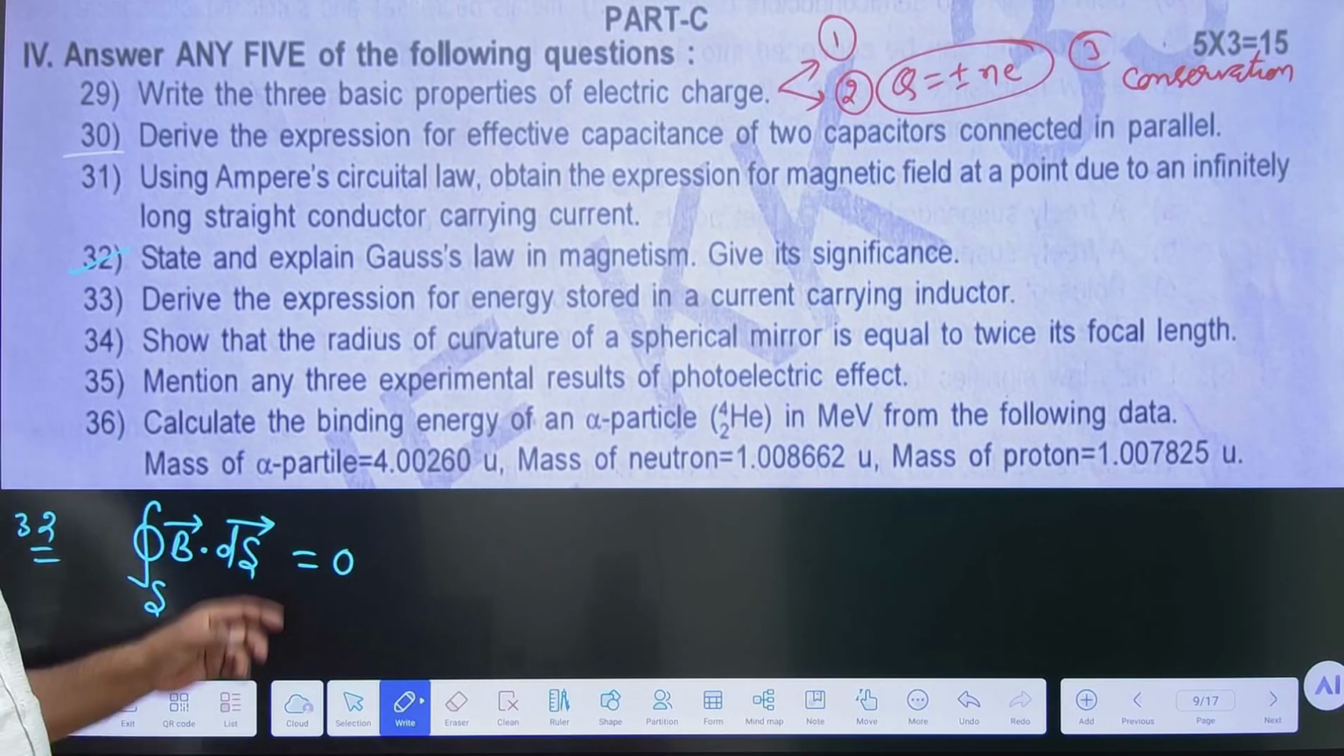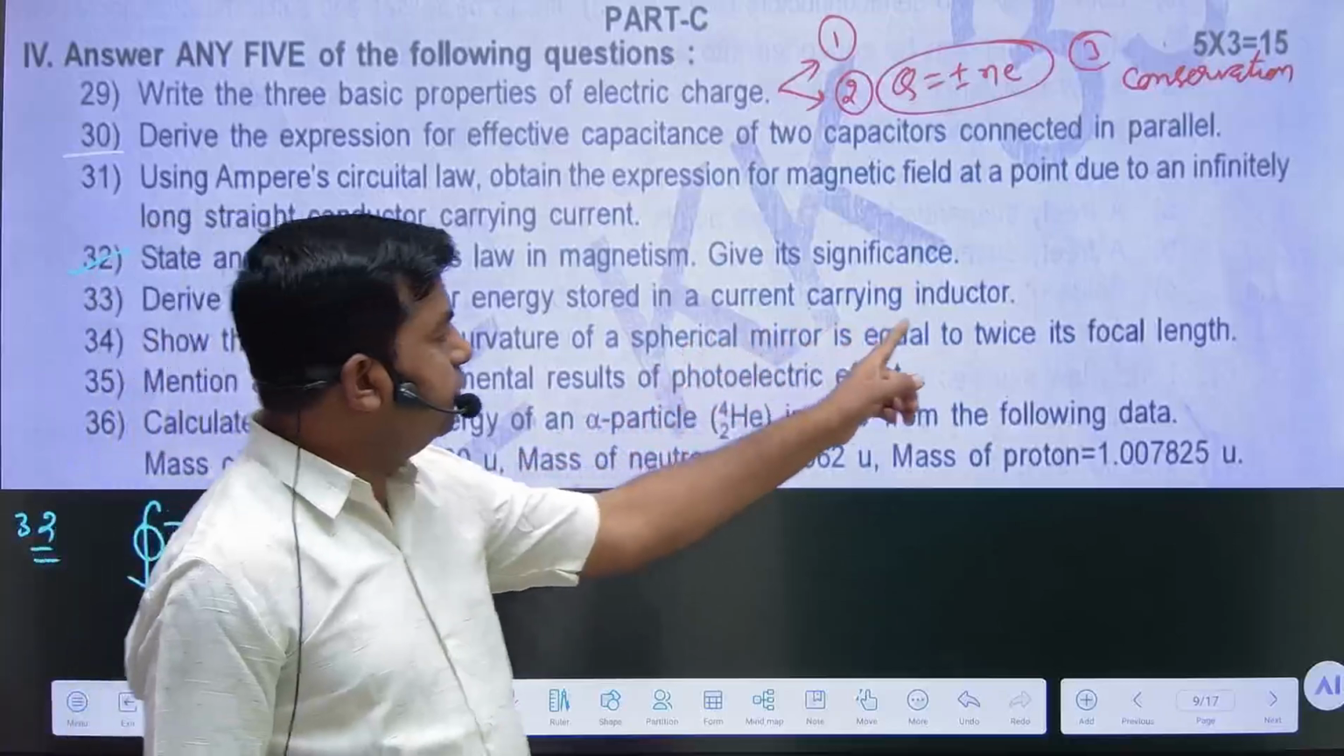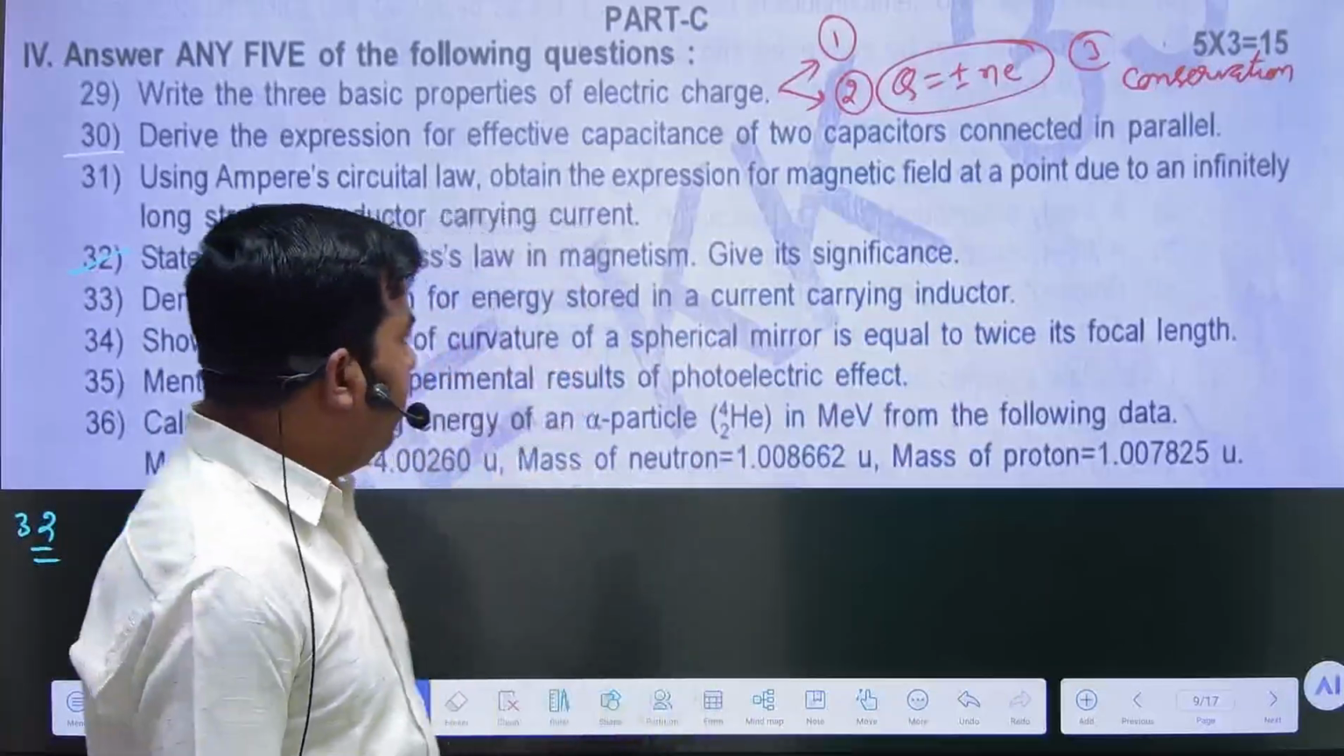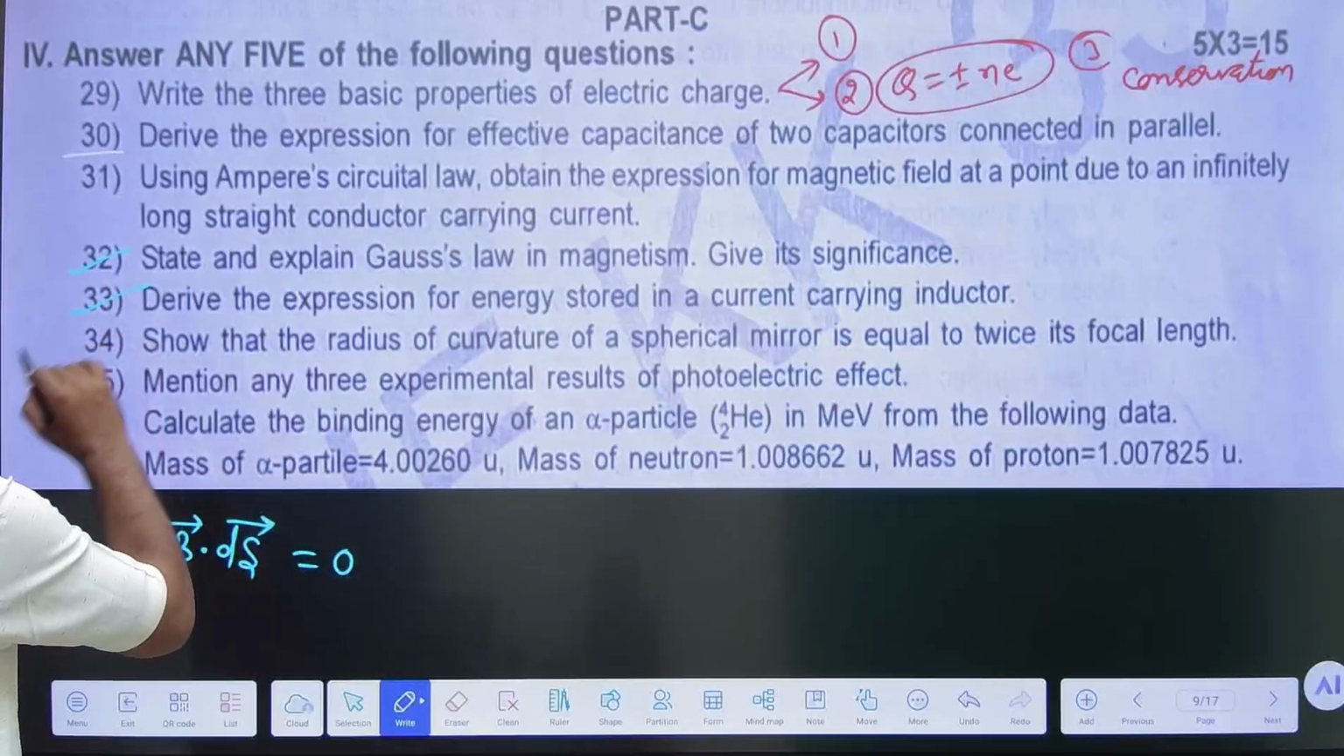Clear to you? Next question: derive the expression for energy stored in a current carrying inductor. We have to derive the energy stored in a current carrying inductor.